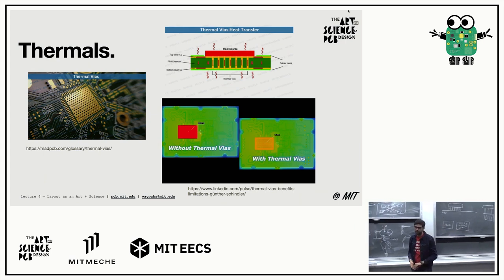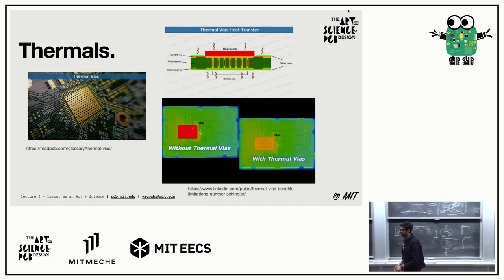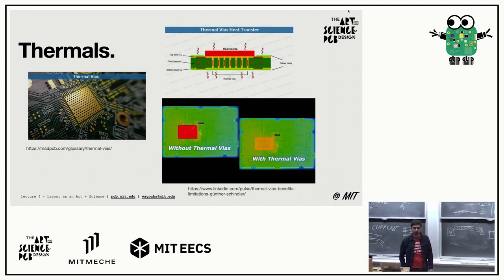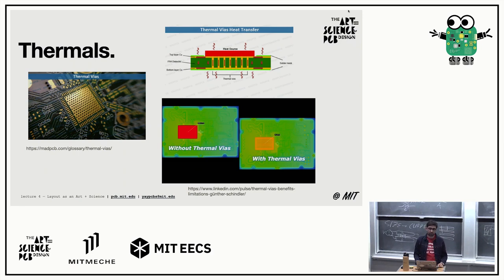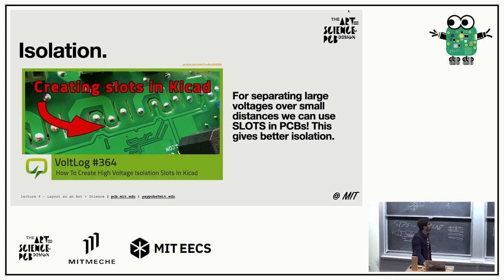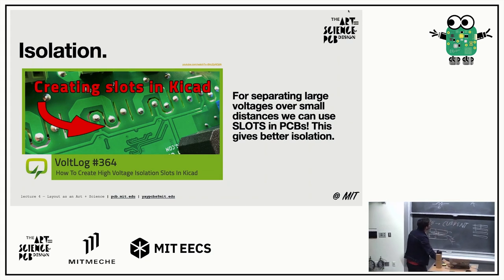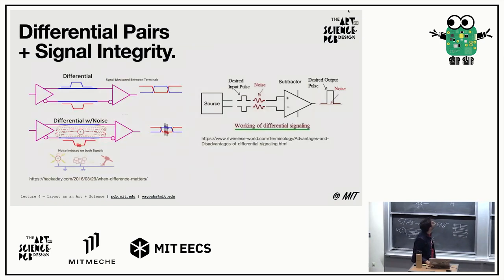These are considerations, especially for higher power stuff. I think there's a couple on our board, but these are definitely things we'll mention before you do the layout. This is what I was saying before, isolation. Sometimes you'll see physical slots in PCBs to do isolation. I won't talk about this because we did talk about it before.